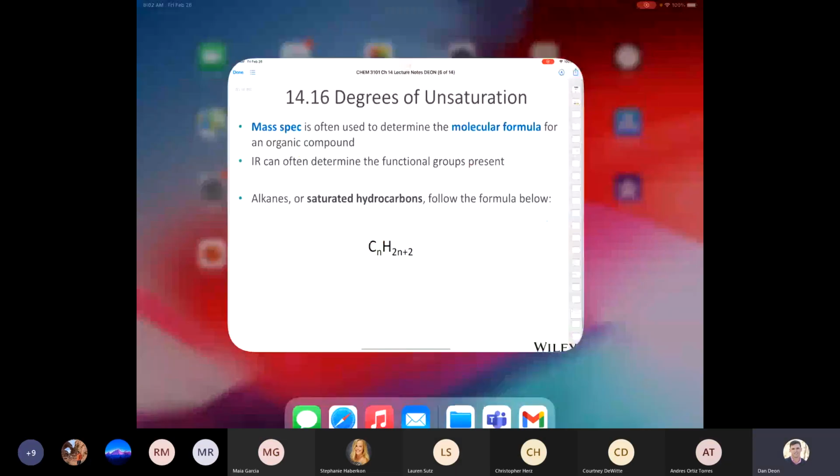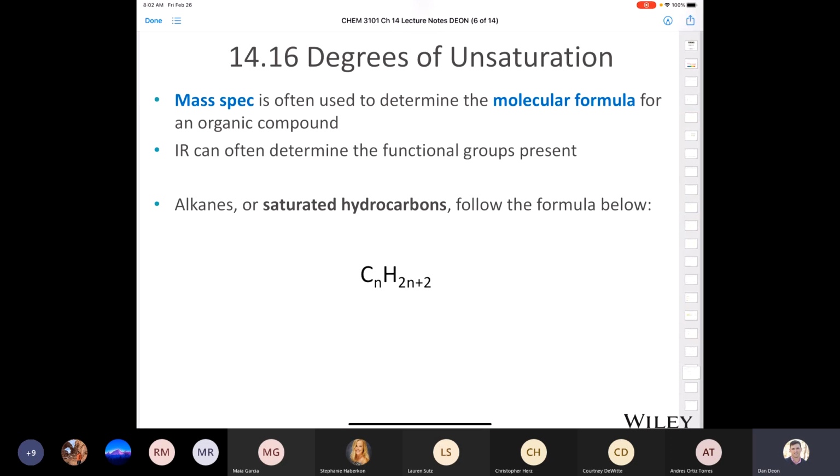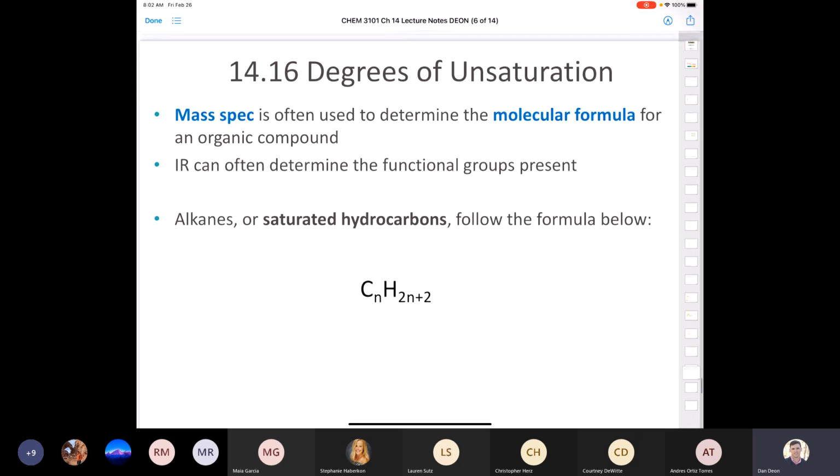All right, Chemistry 3111. This is the last part of Chapter 14, the chapter that deals with infrared spectroscopy, which is where we identify functional groups in an organic compound, and mass spectrometry, which is where we attempt to determine the molecular formula of a compound, or at least get some good information about fragments in a compound.